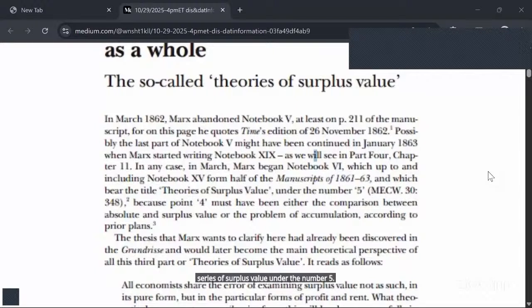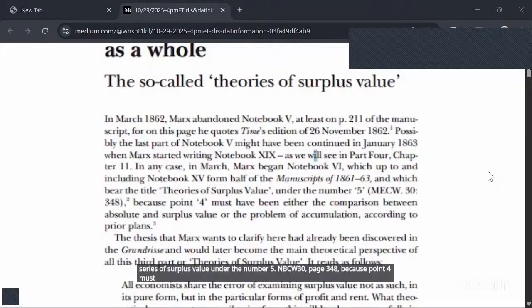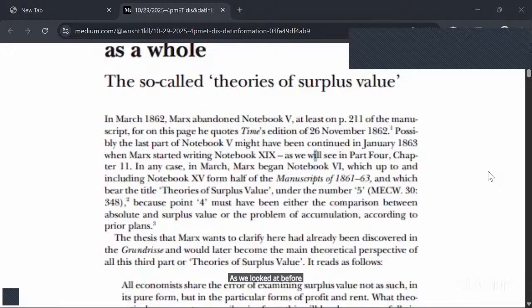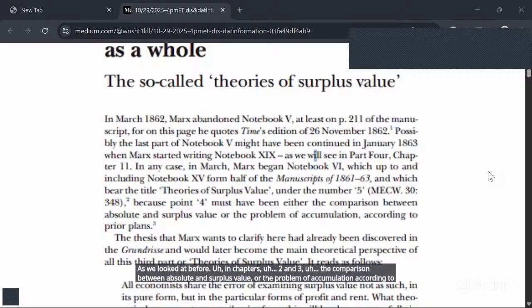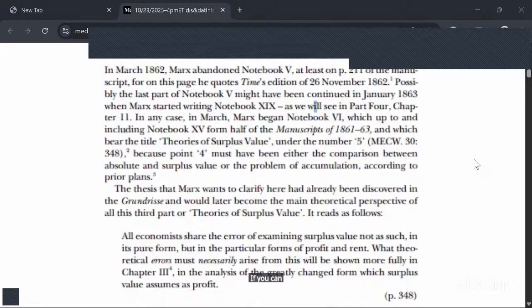MECW 30, page 348, because point 4 must have been either the comparison between absolute and surplus value, as we looked at before in chapters 2 and 3, or the problem of accumulation according to prior plans, footnote 3. If you can stick with me there.